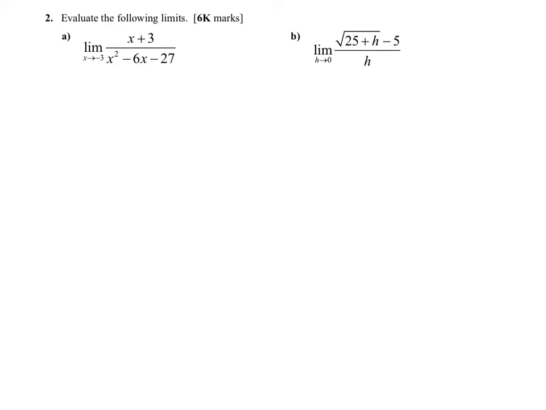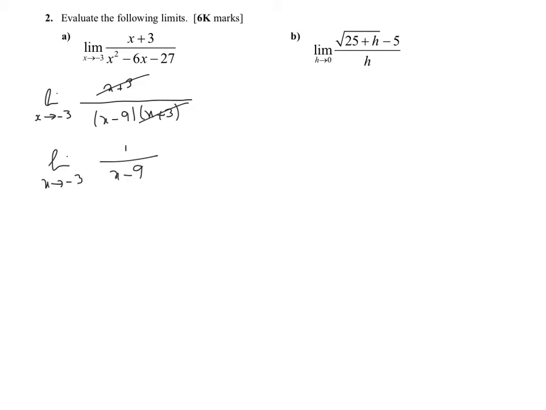The next one is to evaluate the following limits. I'm going to write the first one, limit of x goes to -3 of the expression with x plus 3 in the numerator. The denominator, I'm going to try to factor it out. I'm looking for two numbers with the product of -27 and the sum of -6. Those two numbers are -9 and 3, so I can write this one as x minus 9, x plus 3. I can factor x plus 3 out, so I get limit of x going to -3 of 1 over x minus 9. And if I evaluate this one, -3 minus 9 is -12, so the answer is -1 over 12.